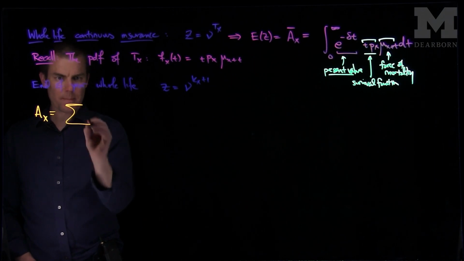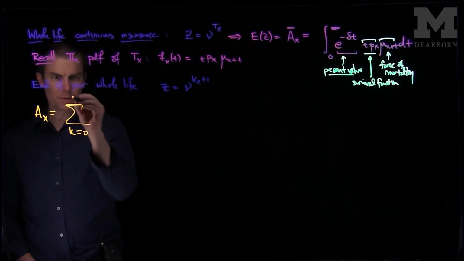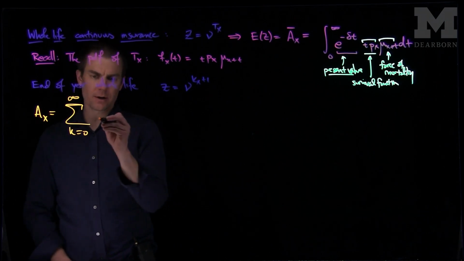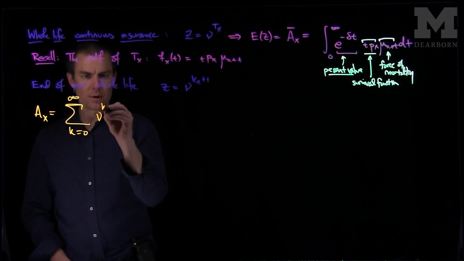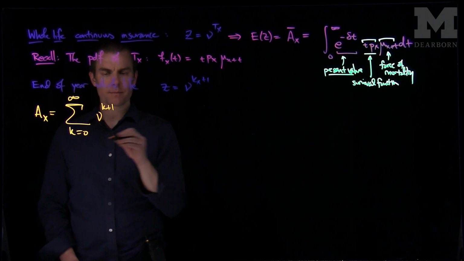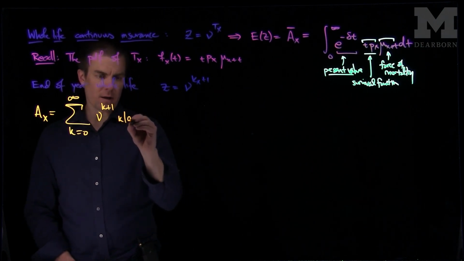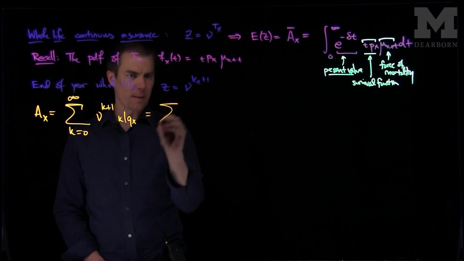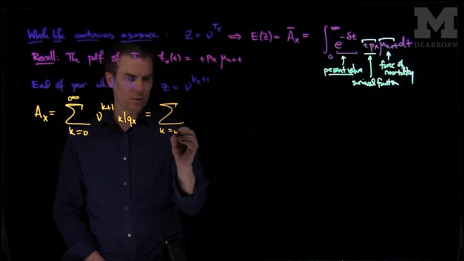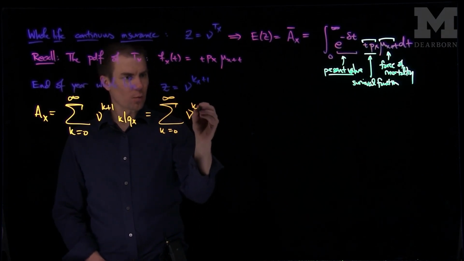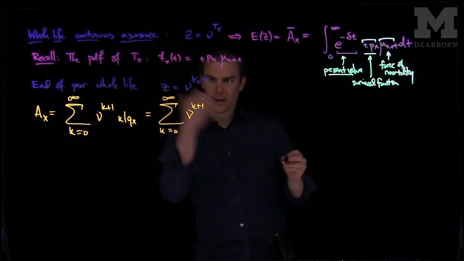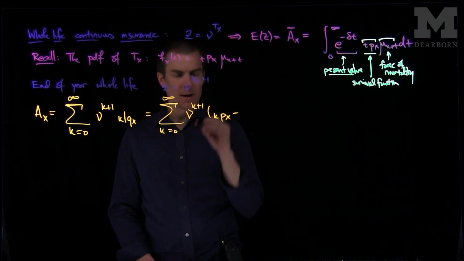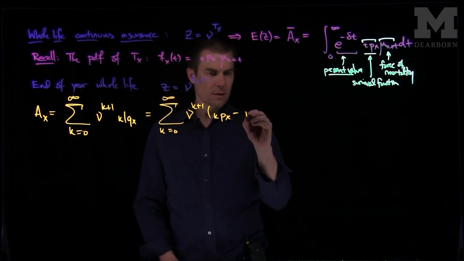It will be the sum, k goes from 0 to infinity. I can put either an e to the negative delta here, or I can do v, so I'll write this as v to the k plus 1, that's the discount factor. And then I have k|q_x, which we can write in several different ways. We can write this also as the sum, k goes from 0 to infinity of v to the k plus 1, that is my discount factor, and then we can write this as k p_x minus k plus 1 p_x.